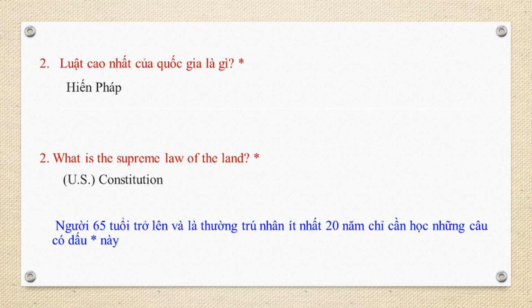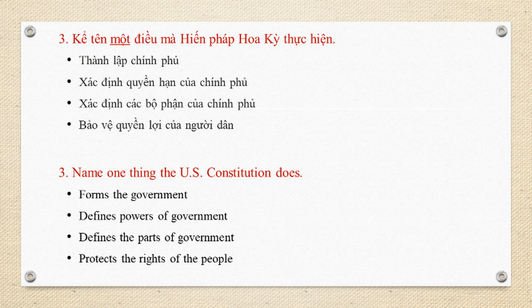2. What is the supreme law of the land? U.S. Constitution. 3. Name one thing the U.S. Constitution does. Forms the government. Defines powers of government. Defines the parts of government. Protects the rights of the people.